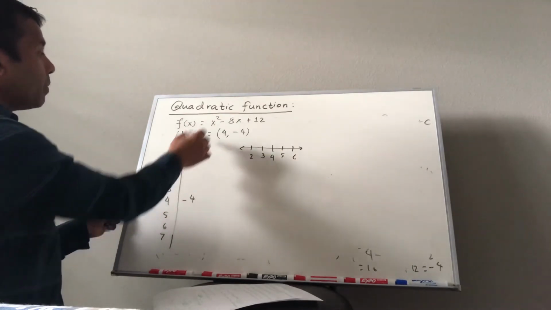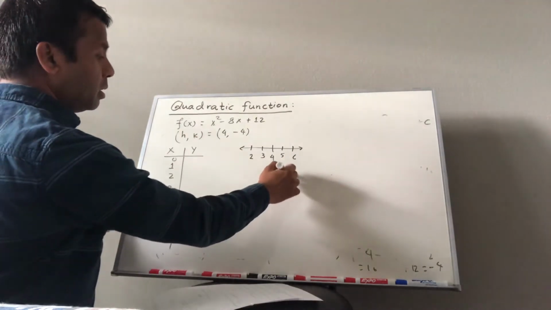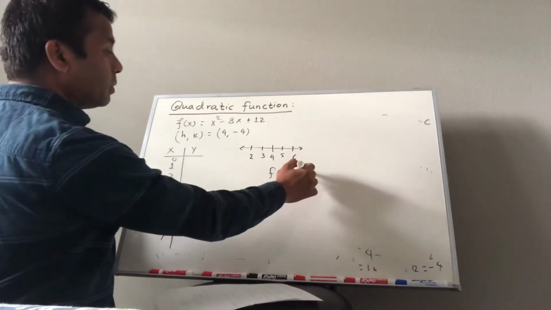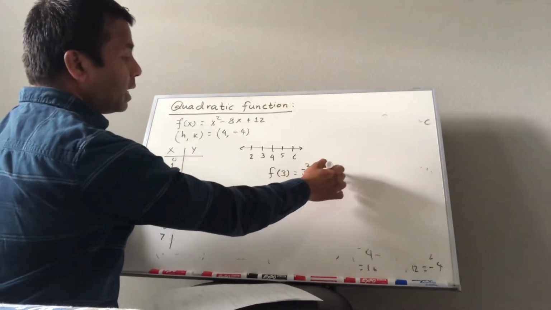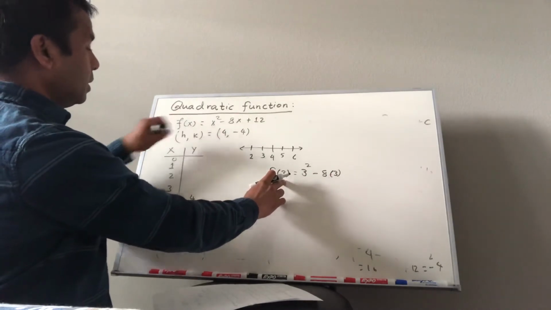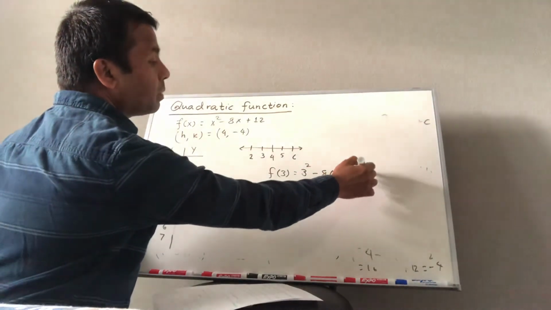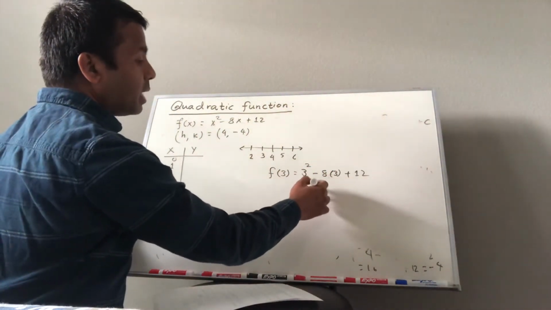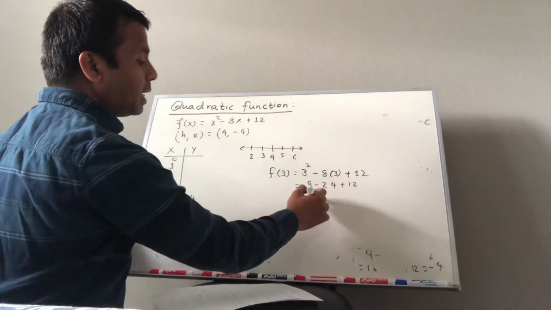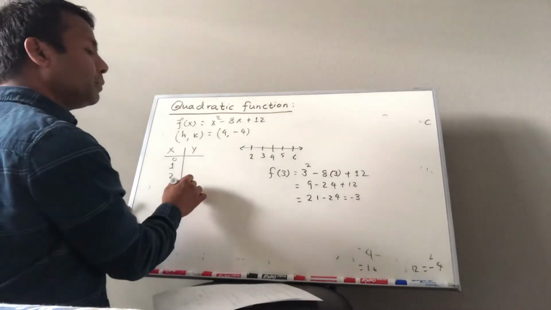So if I plug in 3 here, that will give me 3 squared minus 8 times 3 plus 12. So this is 3 squared is 9 minus 24 plus 12, right? So 12 plus 9 is 21 minus 24, so that will give me -3, okay?